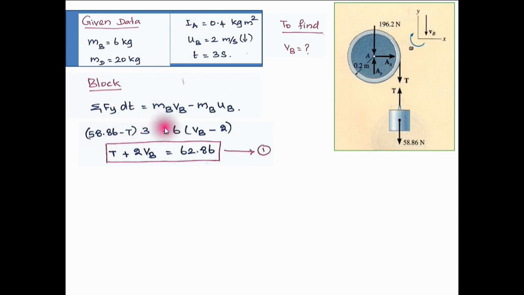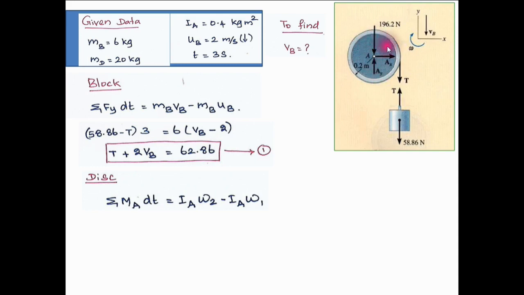Apply here, taking mass of B common, and mass of B is given 6 kg. Substitute the value of mass of the cylinder here, and the velocity of the cylinder at the end of the 3 seconds we have to determine. So this is our unknown, and the initial velocity of the cylinder is given. It is moving with a velocity of 2 meter per second. Substitute that value here. By reducing this equation we get equation number 1.